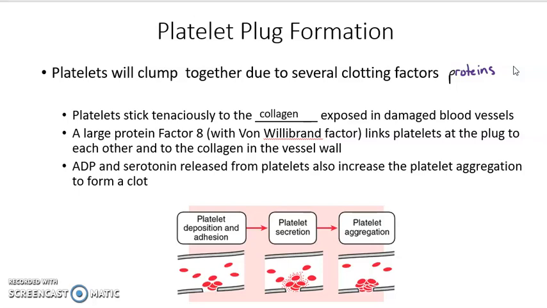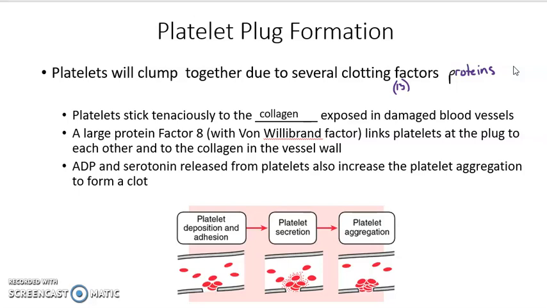When I say several clotting factors, there are 13 different clotting factors. I am not going to have you guys know every little step here, but basically it's kind of like a biochemical pathway, like we talked about with the endocrine system, right? So you have factor 1 leading to factor 2, all the way down to factor 13. Platelets, with these proteins, will stick tenaciously to the collagen exposed in damaged blood vessels.